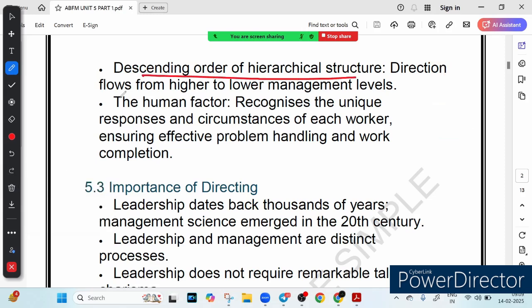Now the last thing is the human factor. What is the human factor? Here is the most important part: every employee is different. Some need motivation, some need clear instruction, and some need encouragement. A good manager understands this and handles each person in a way that brings out their best performance, and that is what we call the human factor. So friends, that is the magic of directing. It turns a plan into action, and a vision into reality.